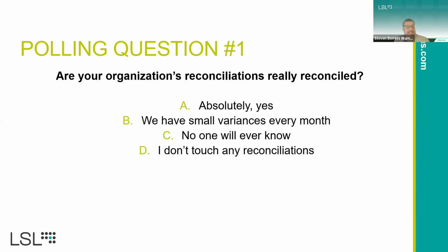Is that an absolute yes? Is it we have small variances every month? Or is it, of course, nobody will ever know? Or it might be you don't even touch reconciliations, and maybe you're thanking your lucky stars for that. If you could answer this first polling question, that'd be great. And I think we'll get the results for that in just a minute.